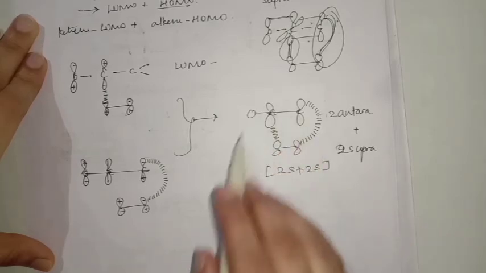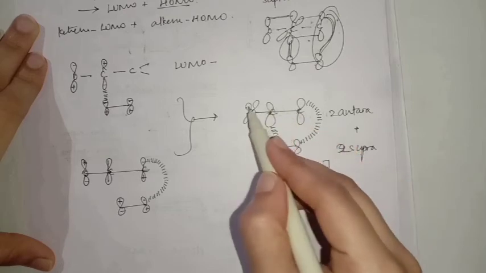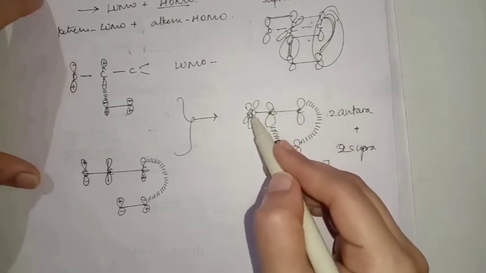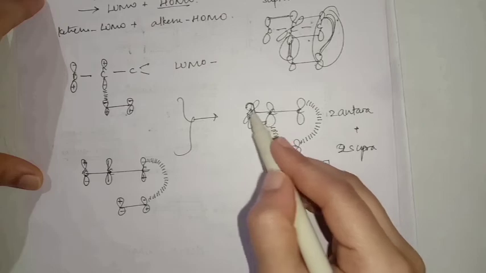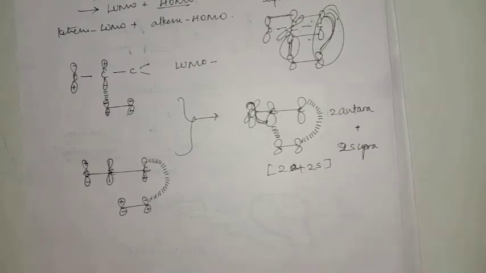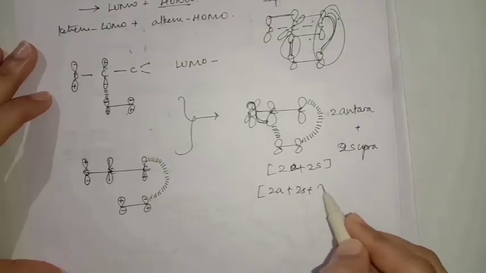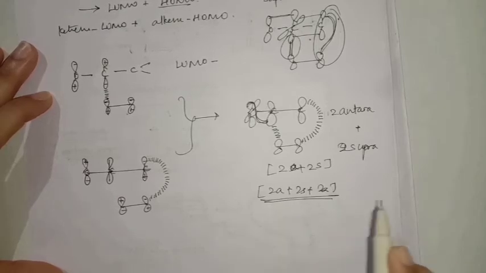But in this total system, this oxygen containing this orthogonal p orbital is also showing its transfer of electrons from this side, intrafacial addition. So totally it may be a 2 intra plus 2 supra plus 2 intrafacial addition. You can also write it as per this.